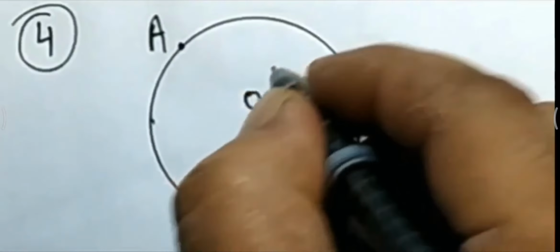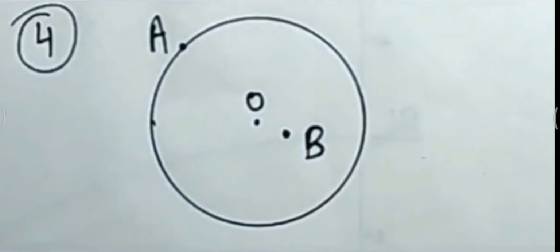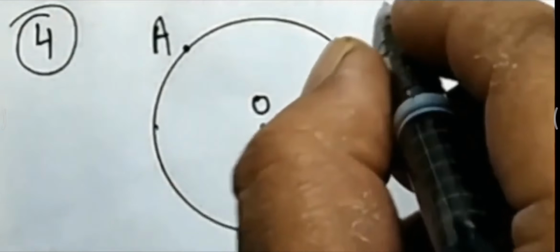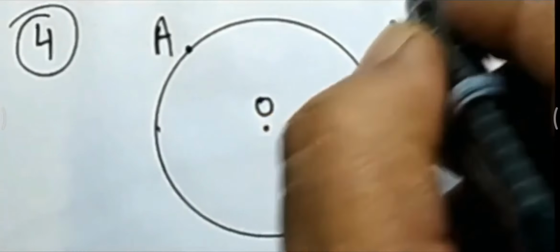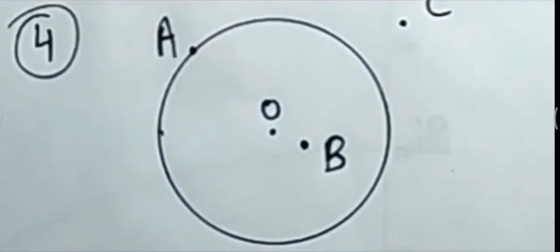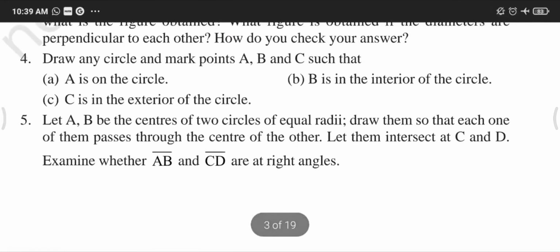And then C. This is O, the center of the circle that I have marked. Now I have made C exterior. Now here you can see C is out of the circle. Now this is question number 5.